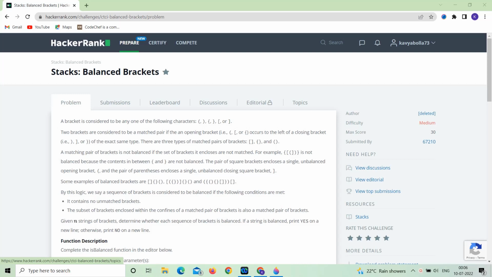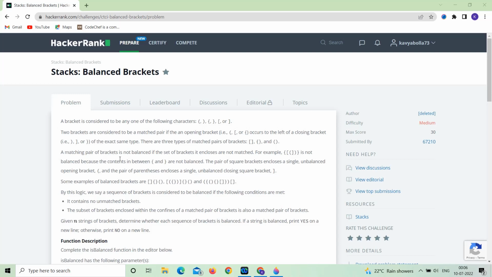A bracket is considered to be any one of the following characters. They are telling that a bracket can be anything: parentheses, braces or square brackets. Two brackets are considered to be a matched pair if the opening bracket occurs to the left of the closing bracket of the exact same type. There are three types of matched pairs of brackets. They are square brackets, braces and parentheses.